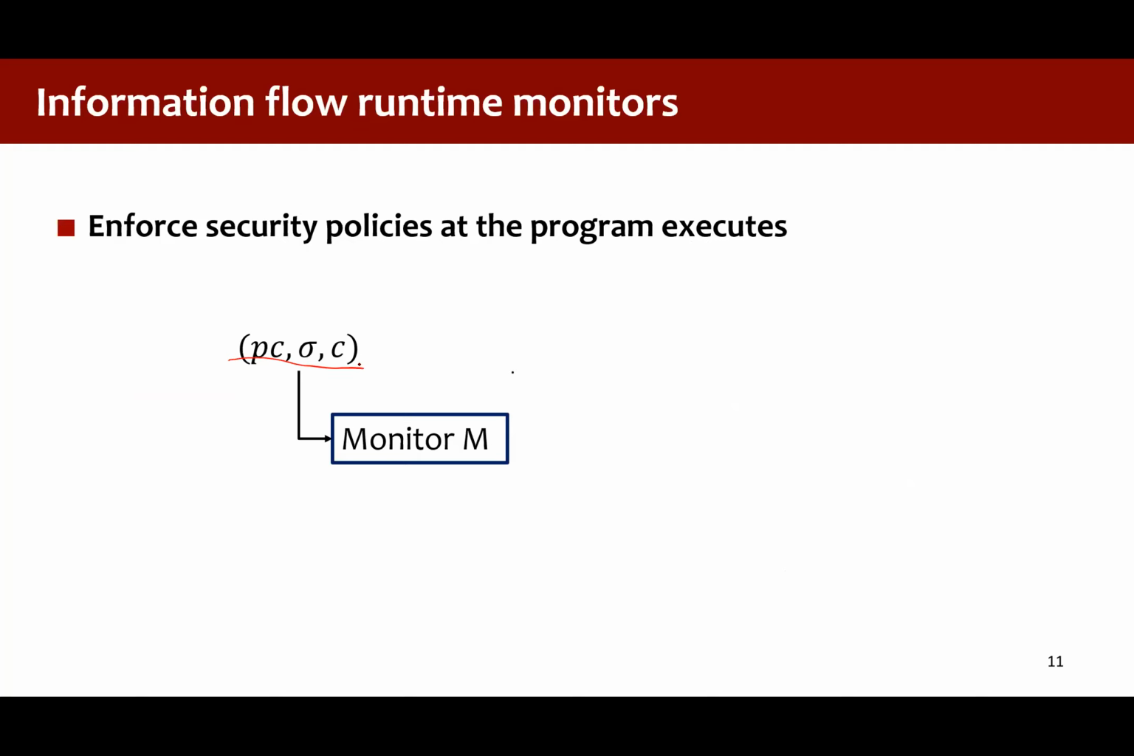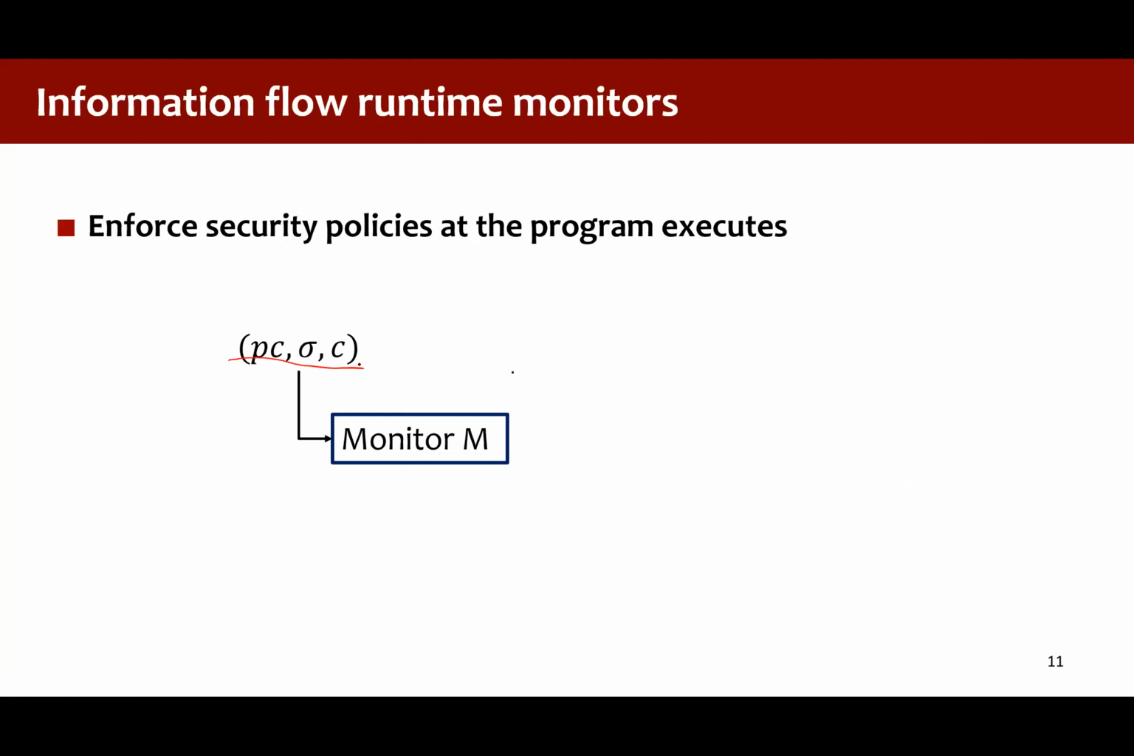C is a command to be executed. Sigma is my memory. It's actually mapping variables to its values. Obviously, I have labels associated with them. Then PC is a current program counter I have to remember. So the monitor looks at this current configuration. It looks at the command that's about to be executed.